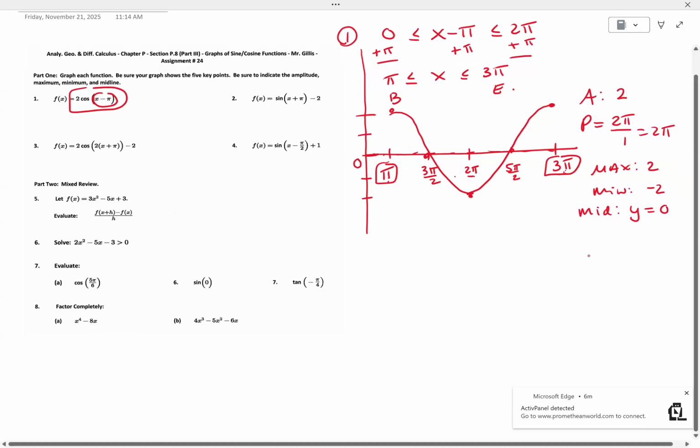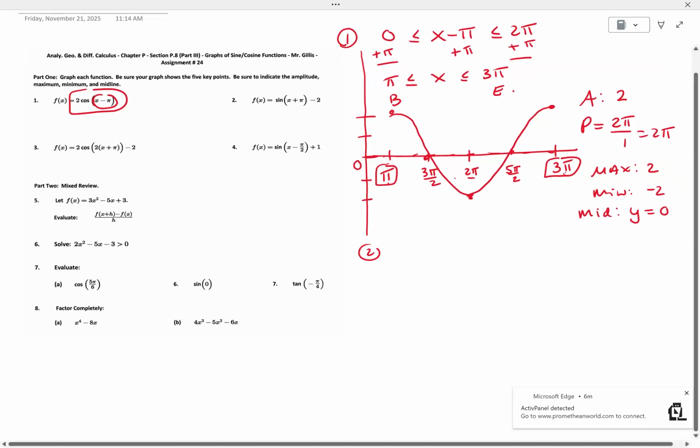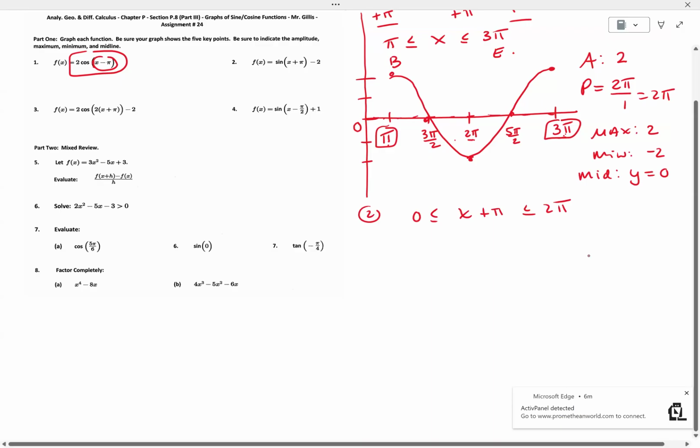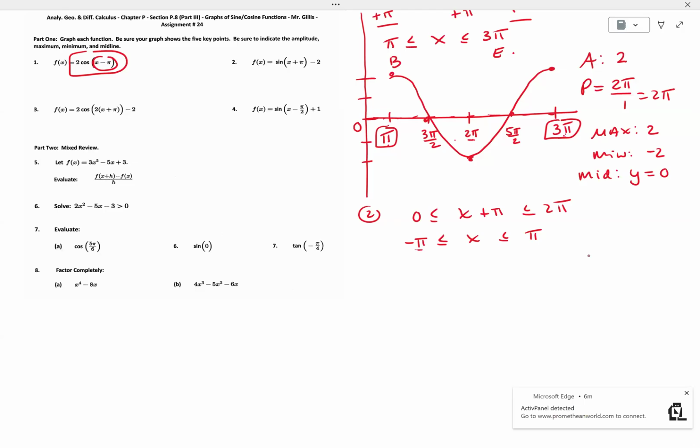Number 2 is sort of like the same thing, except you just have x plus pi. So I'll take you through that here. I'm going to solve for x by subtracting pi from everything. And when I do that, 0 minus pi is minus pi, and 2 pi minus pi is pi. This is my new beginning. This is my new end.